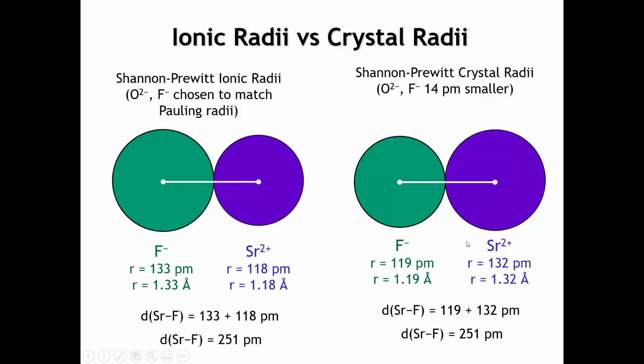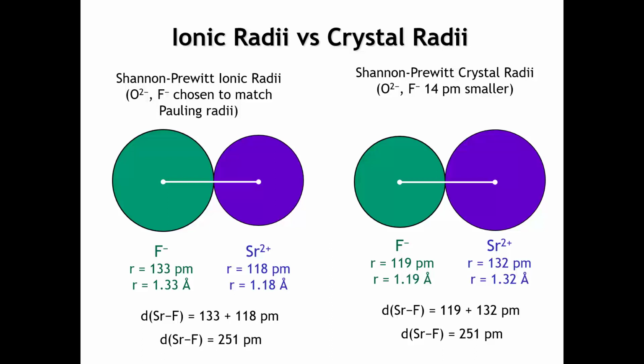So if you were to look at the crystal radii, the sum of the anion plus the cation is going to be the same, whether you use the ionic radii or the crystal radii. But in the crystal radii, all of the anions are 14 picometers smaller, and all of the cations are 14 picometers larger. Now, why am I even bothering to tell you all of this? There was a point in time when I was a big proponent of using crystal radii because they just seem more accurate.